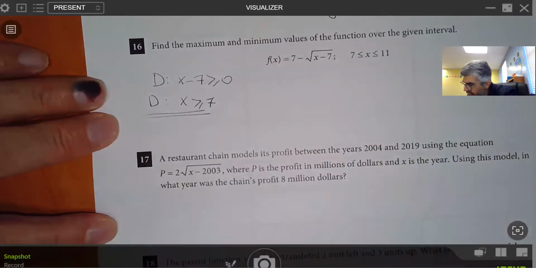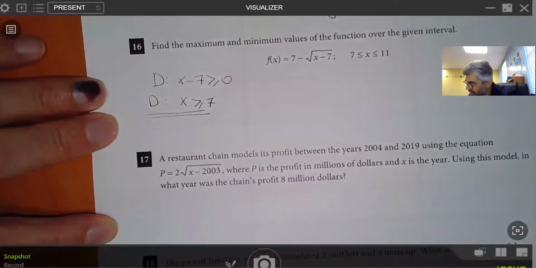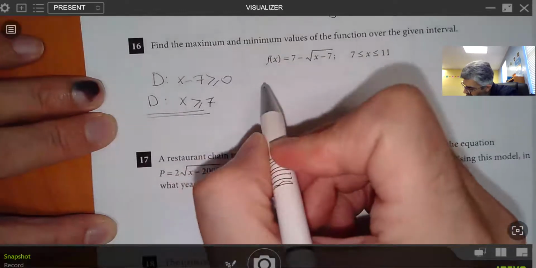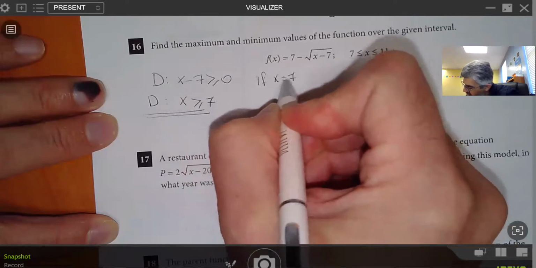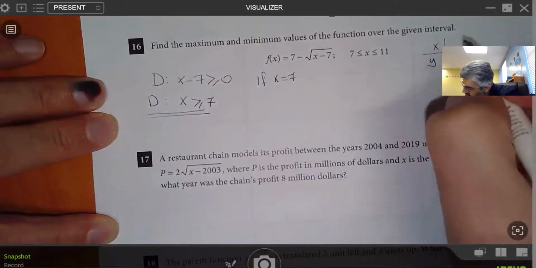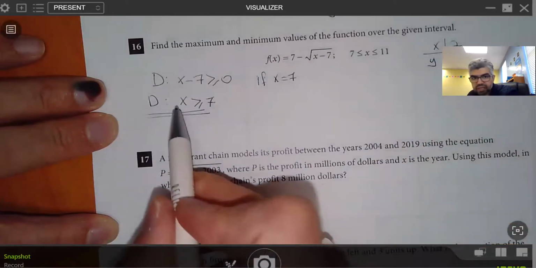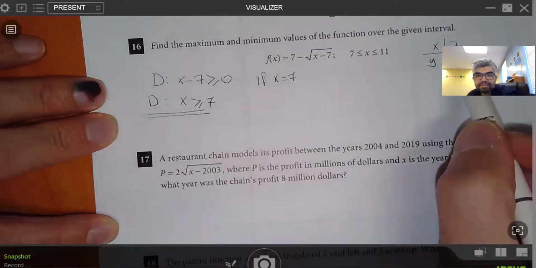We can draw the graph, or we can just pick some values, guys, from 7 to 11 to understand if the function is increasing or decreasing. Well, let's say I will make the table here. So if x is 7, domain x greater than or equal to 7, so my first x value is 7. Is it clear?